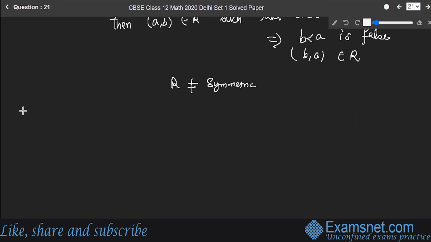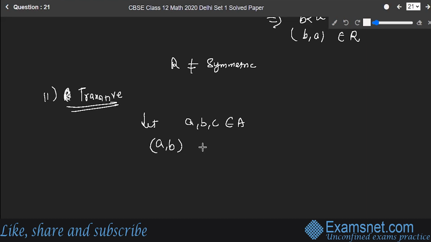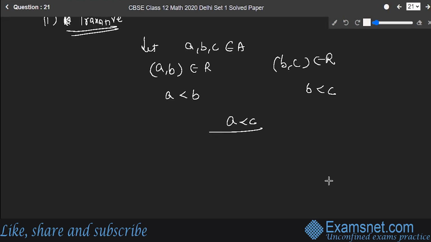Right? Now let's go for the second part, that is reflexive. No, it was transitive. Okay. Now again, I'll say a, b, c. I'll take the three elements. They belong to the set A. Then if (a, b) belongs to R, and (b, c) also belongs to R, a is less than b and b is less than c. That means a is less than c itself. And (a, c), they both belong to R. Right? They both belong to R.